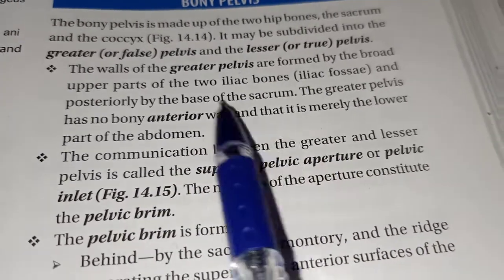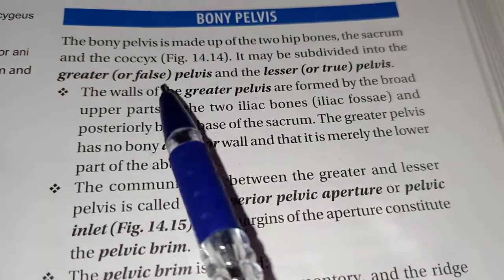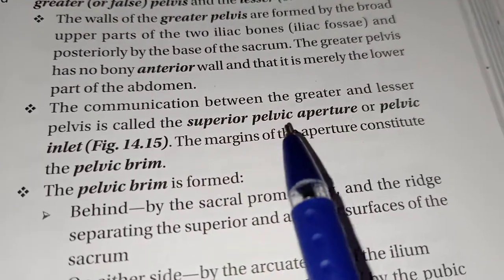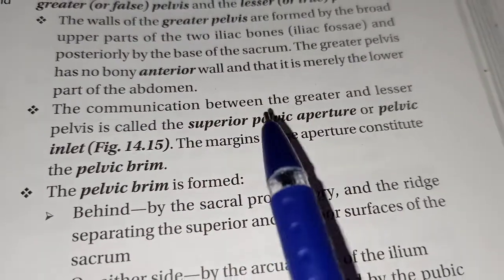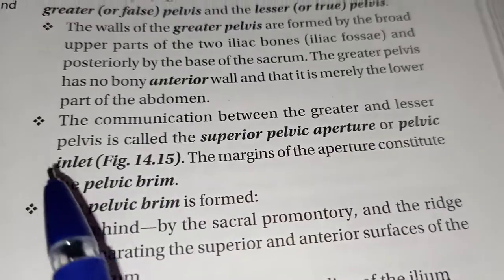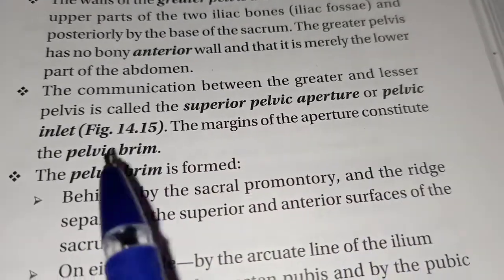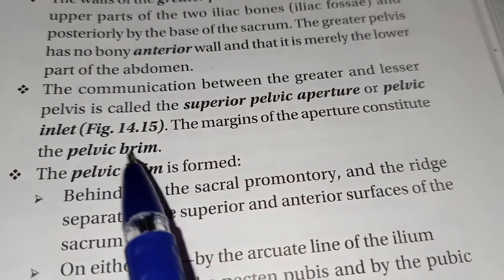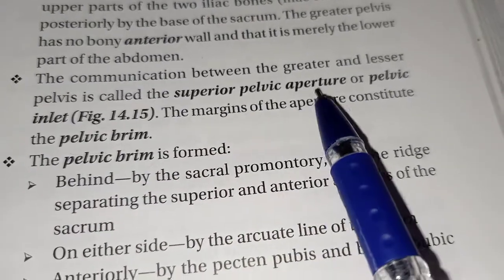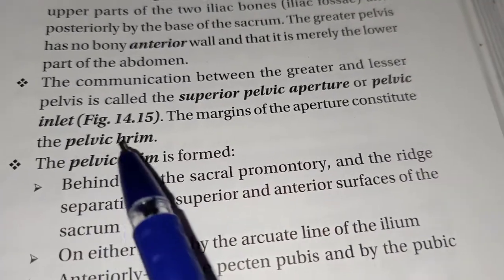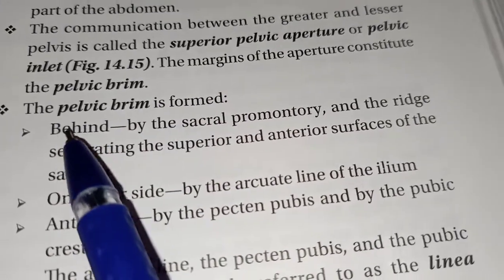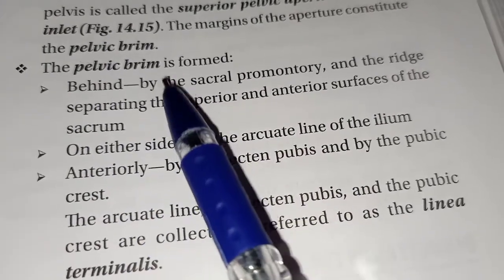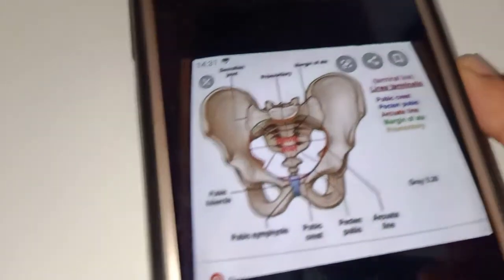This I have explained. Now, the communication between the lesser and greater pelvis is with the help of the pelvic aperture, superior pelvic aperture or pelvic inlet. Now, what are the margins of this aperture? The margins of the aperture are known as the brim, pelvic brim. So, for the superior pelvic aperture or pelvic inlet, the margins are known as pelvic brim. Now, what does this margin consist of, that we'll see.